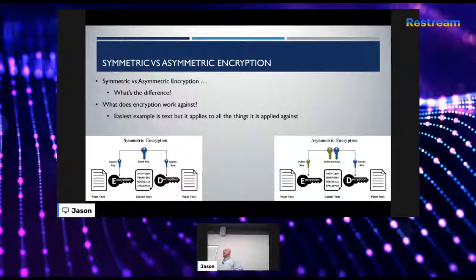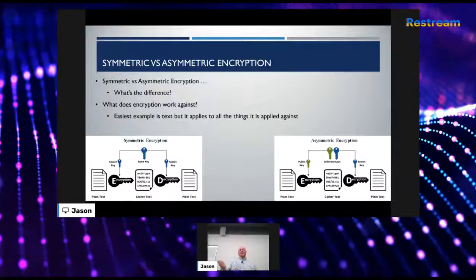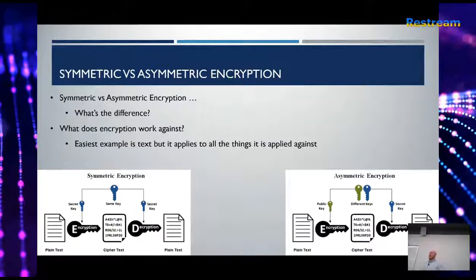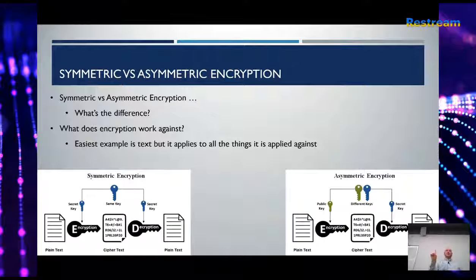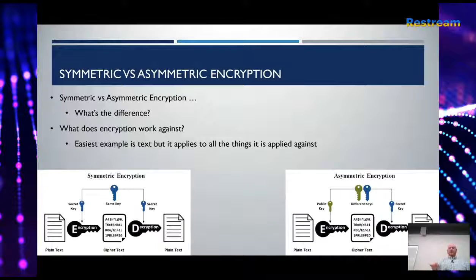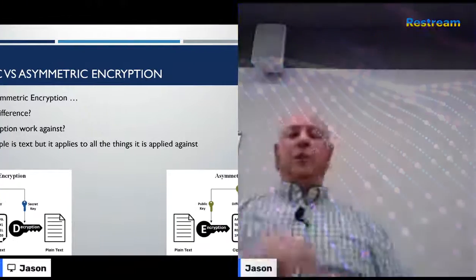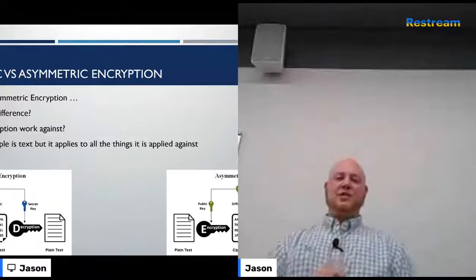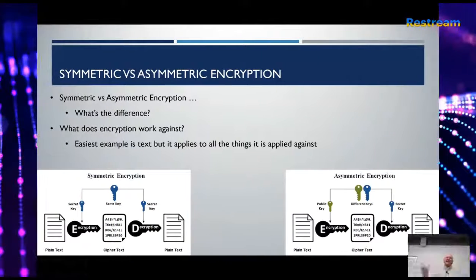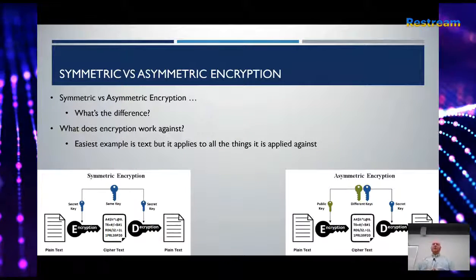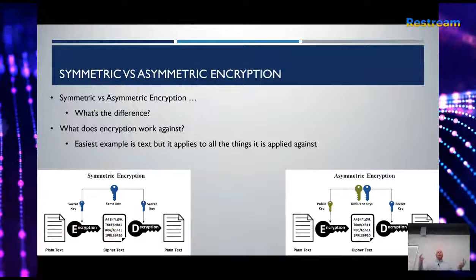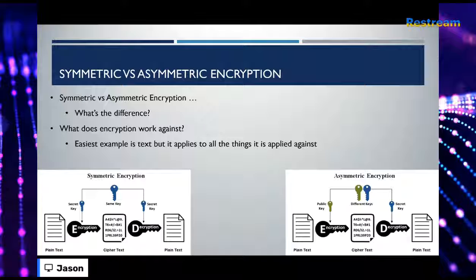The difference between symmetric versus asymmetric is that symmetric, again, goes forward and back. Asymmetric, on the other hand, uses one side of your key to encrypt and the other side to decrypt, okay? What does that encryption work against? Easiest example is text, but it applies to all things it is applied against. So the call out there is that encryption is applied. We typically talk about clear text versus cipher.